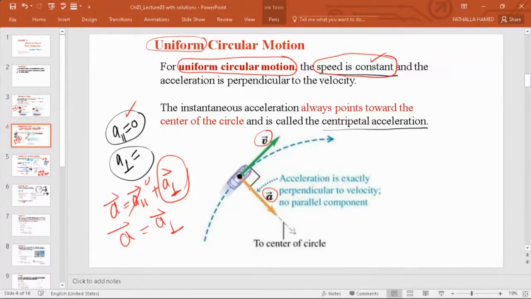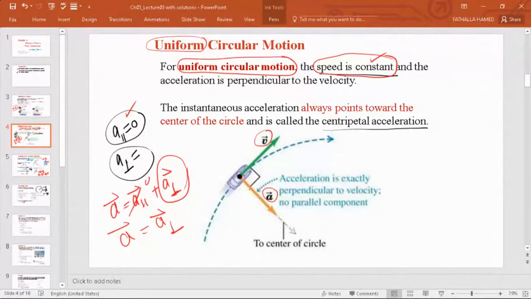And I told you in previous lectures, it is wrong to say that you can go around a circle with constant velocity, because velocity is a vector, and the vector has a magnitude and direction. And if you want to go around the circle, you have to change your direction.